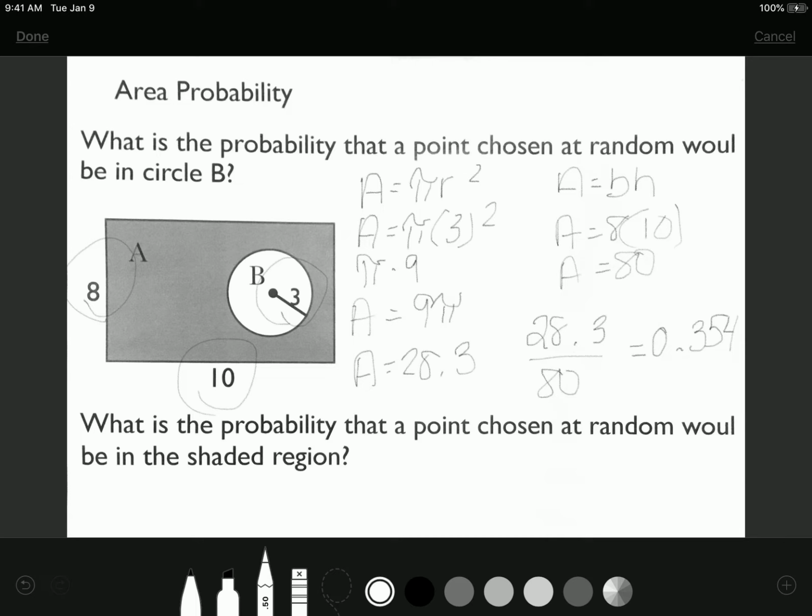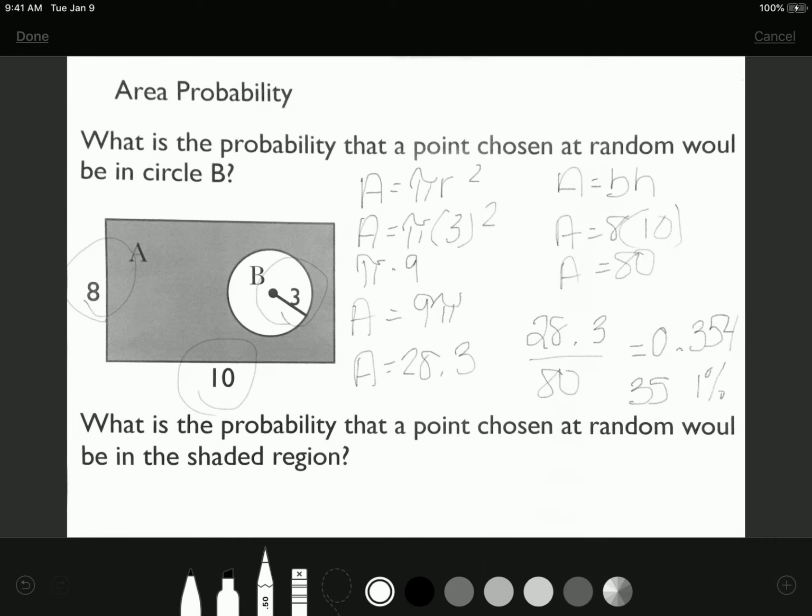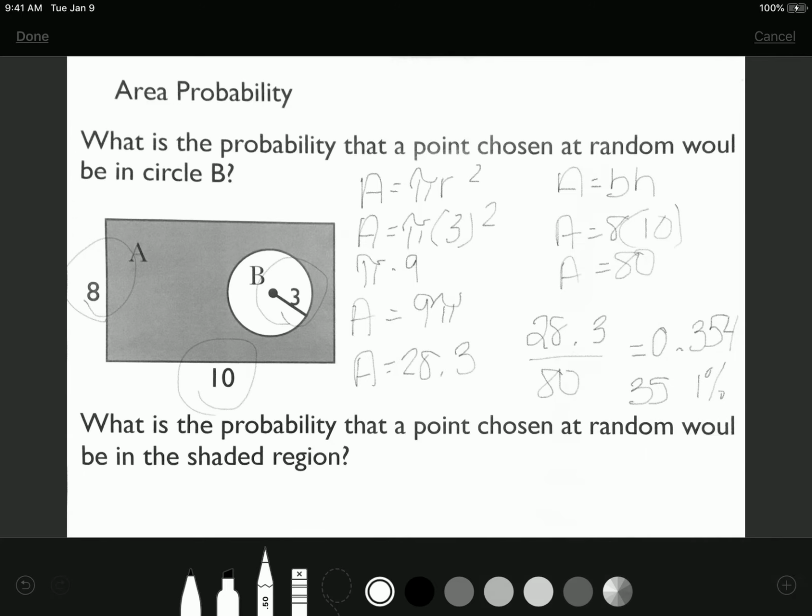Now, if we change our probability into a percentage, you have a 35.4% chance of getting into the circle. Right?